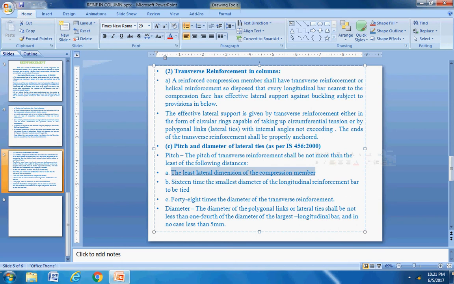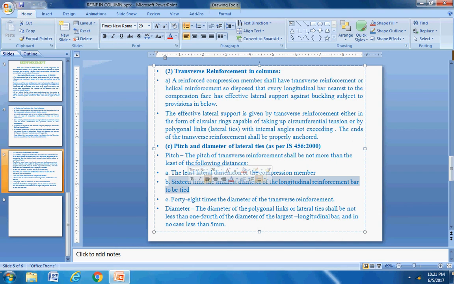The first condition is the least lateral dimension of the compression member. That is, if it is a square column, if the column size is 300 mm into 300 mm, we take 300 mm. For a rectangular column, if the column size is 300 mm into 600 mm, we take 300 mm. Then the second condition is 16 times the smaller diameter of the longitudinal reinforcement bar. That is, if the diameter of the longitudinal bar is 16 mm and 20 mm, here we take 16 mm, that is 16 into 16.